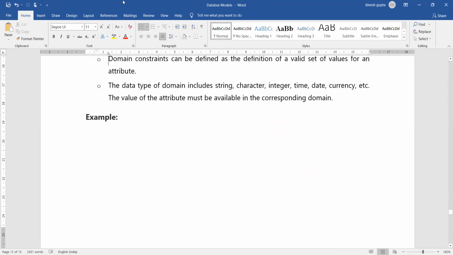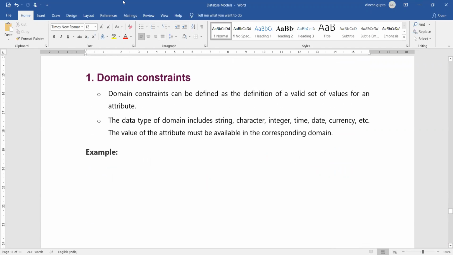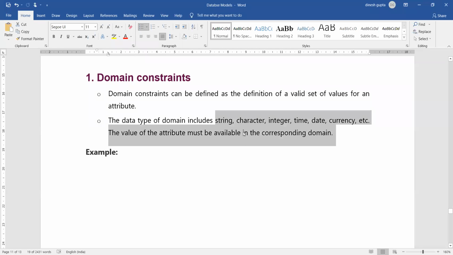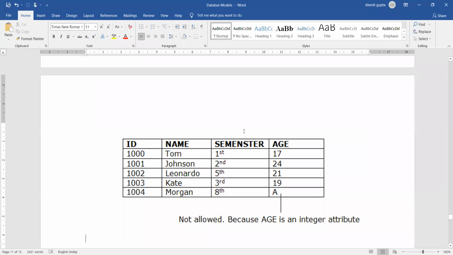First of all, domain constraint, like I said, it is related to the legality of the values that we can enter for a particular attribute. Domain constraint can be defined as the definition of a valid set of values. The data type of the domain includes string, character, many other things. The value of the attribute must be available in the corresponding domain.